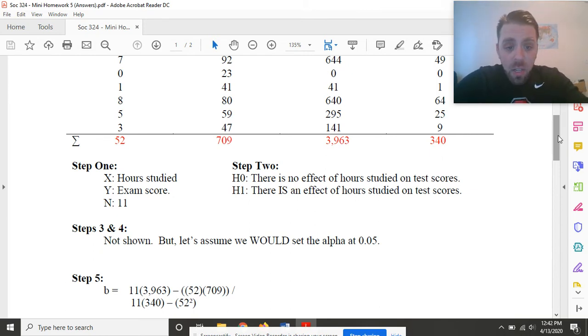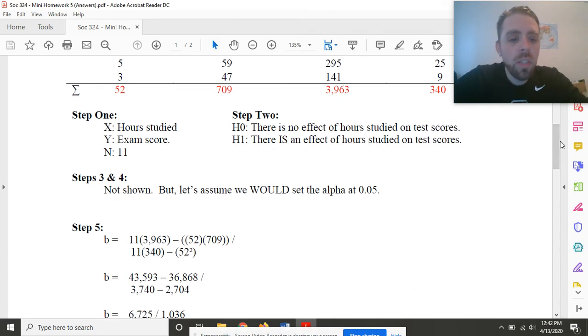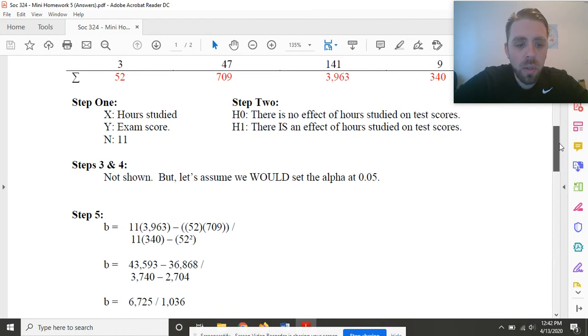And I will divide that numerator by the associated denominator. 11, again, that's N, times 340, that's the summation of X squared, minus 52 squared. That's the summation of X, which is then squared. That will reduce to 43,593 minus 36,868 divided by 3,740 minus 2,704.